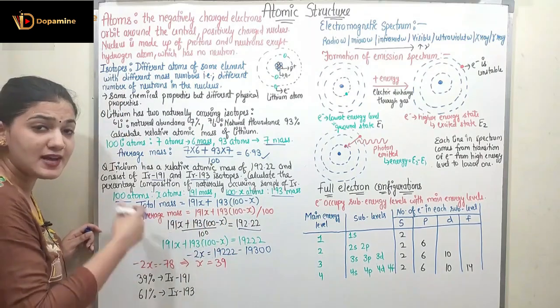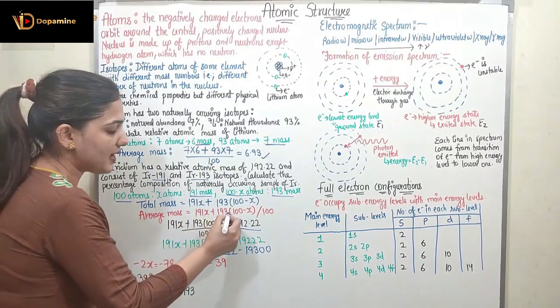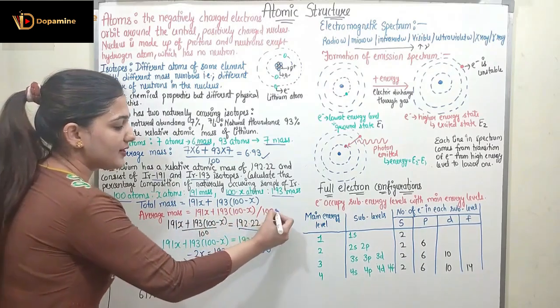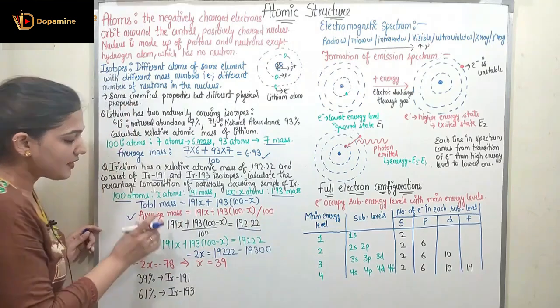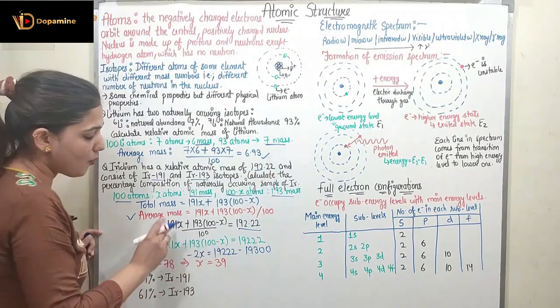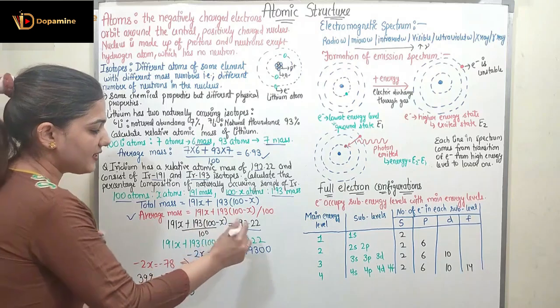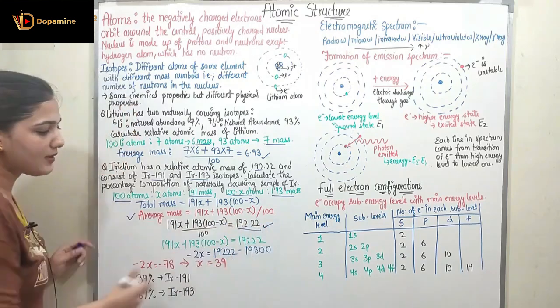And what would be the average mass? Because we have considered 100 atoms, 191X plus 193 into (100 minus X), upon 100, will be my average mass. Now the average mass is given in the question, it is 192.22, so 191X plus 193 into (100 minus X) upon 100 is 192.22. Now we can solve this.